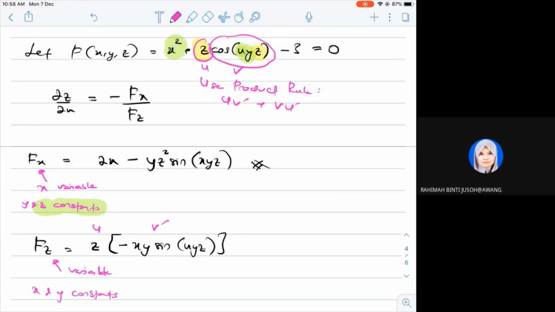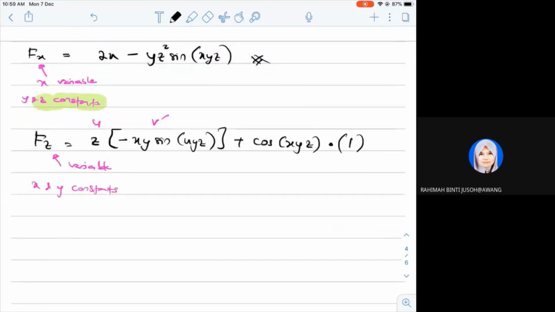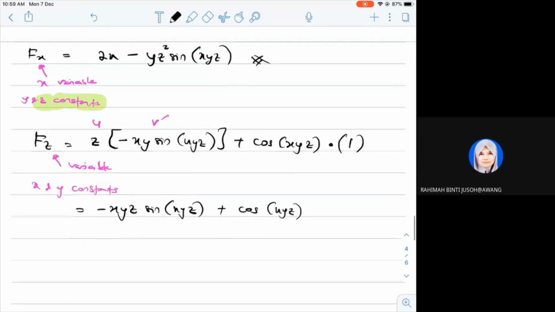UV prime. Okay, plus VU prime. So plus V is cos XYZ. Okay, this is your V, and then differentiate, multiply by U prime. Differentiate Z. We will get 1. Okay, we will get 1. So therefore, we will have Fz equals to negative XYZ sine XYZ plus cos XYZ. Okay, so that's it.